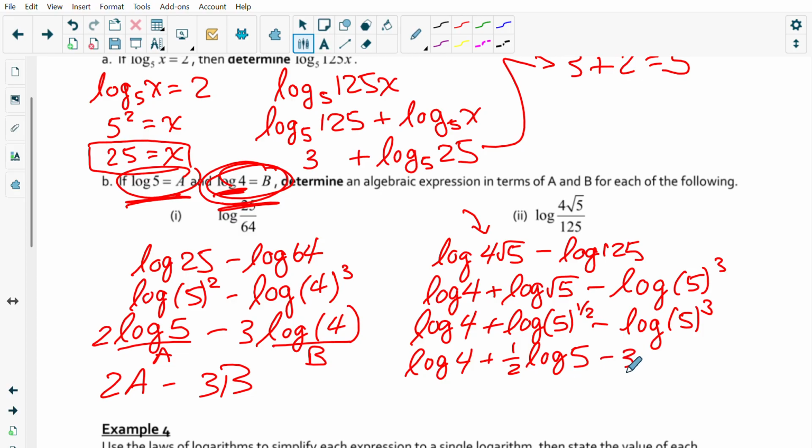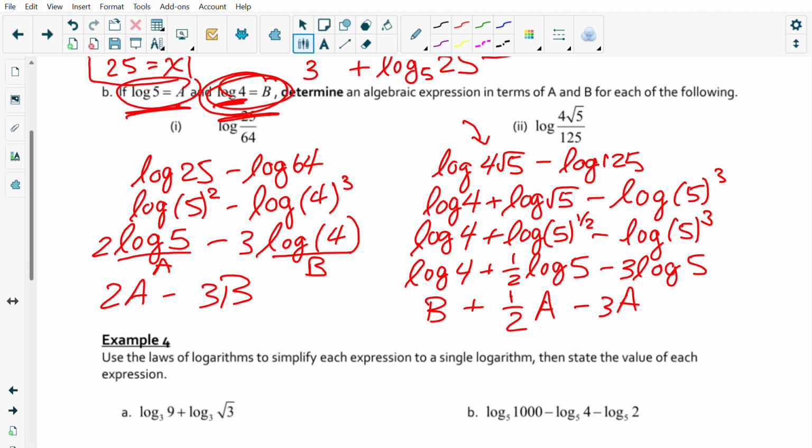1/2 log of 5. I'm going to apply the power law here. Log of 5, 3 times log of 5. Now I can make the substitution. Log of 4 is b plus 1/2 log of 5 is a minus 3 times log of 5 is a. And we're done. Oh, no, we're not. b plus 1/2 a minus 6/2 a. I need to simplify. Sorry about that, folks. That is b minus 5/2 a.